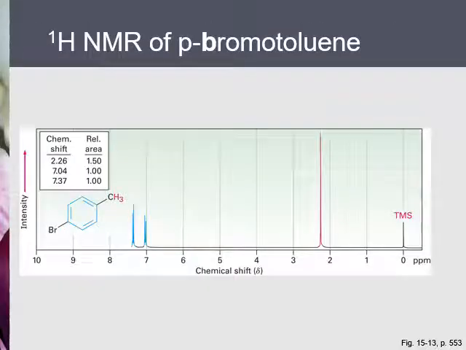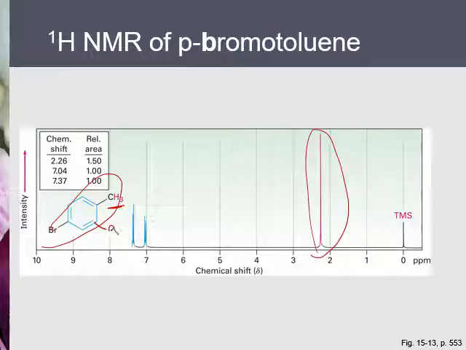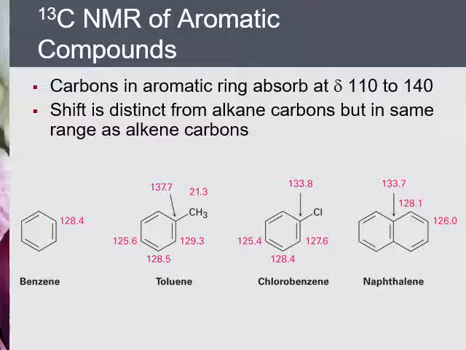Here is another example. P-bromotoluene. The methyl group hydrogen has a chemical shift around 2.3, and the benzene ring has 2 types of hydrogen, A and B, and both have a chemical shift in the range 6.5 to 8. In carbon-13 NMR, aromatic carbons have chemical shifts ranging from 110 to 140. For example, benzene has 1 absorption, 128.4 ppm.